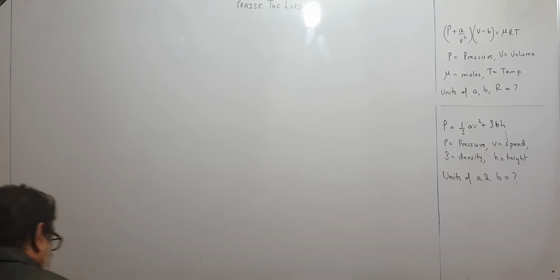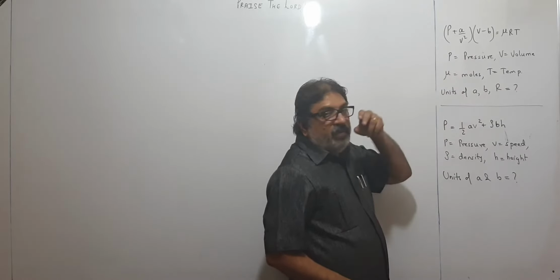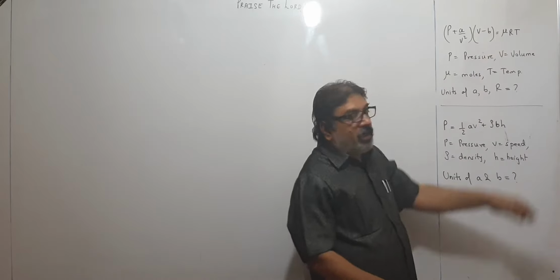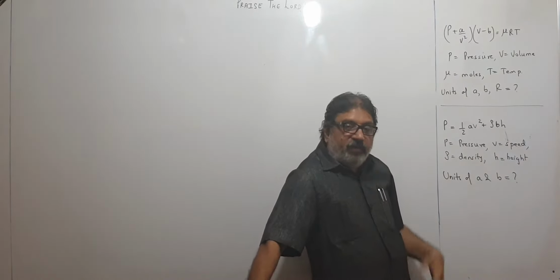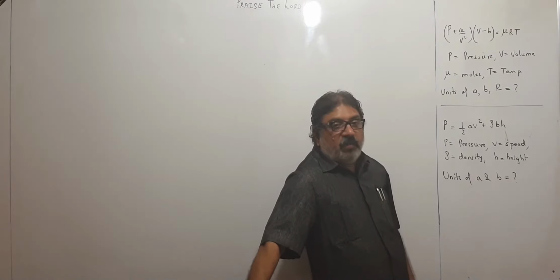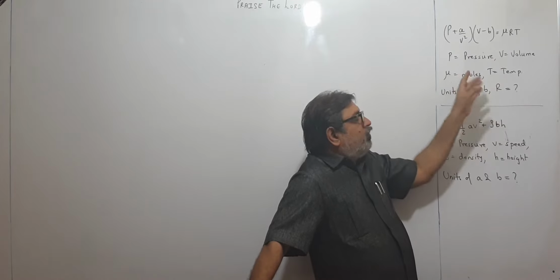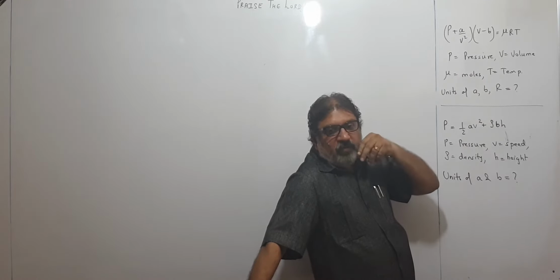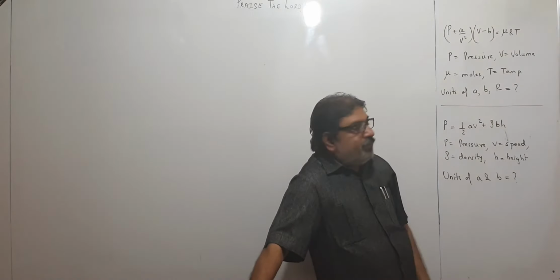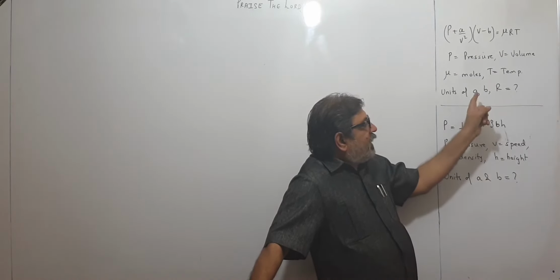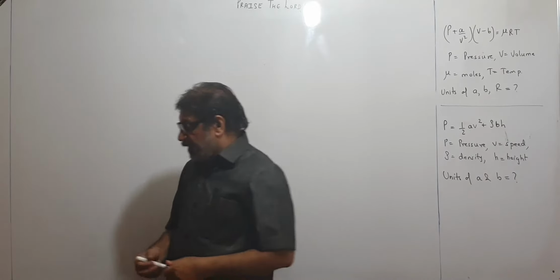So now students, we are having (P + a/b²)(V − b) = μRT. This type of equation you will see in kinetic theory of gases when we proceed in part 2 of physics, when we start thermodynamics. P is the pressure given to us, V is the volume, μ is number of moles, I think you must have studied about number of moles of a gas, and T is the temperature. We want the units of a, b and R.